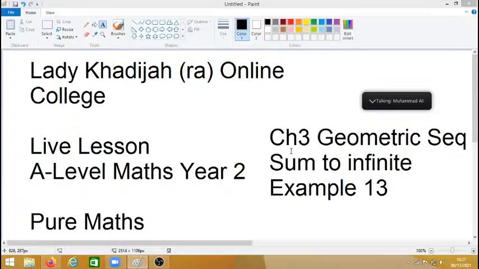working through the Edexcel Pearson UK A-level syllabus. This is chapter 3, geometric sequences, carrying on from the last few lessons. This time looking at the sum to infinity. If you're working through the book, then this is example 15.